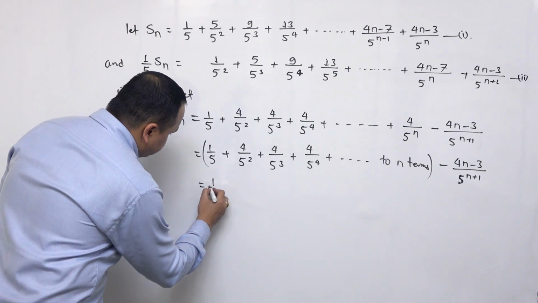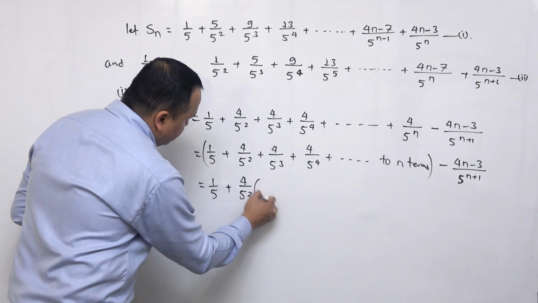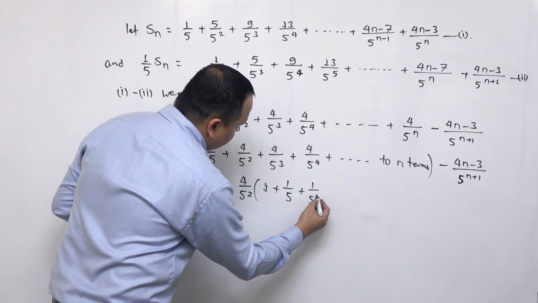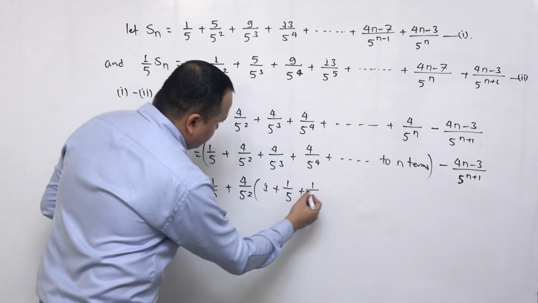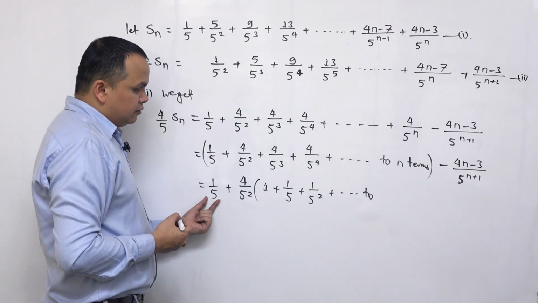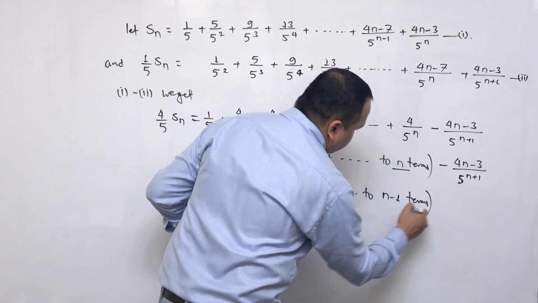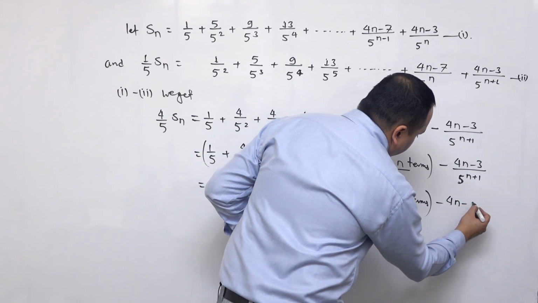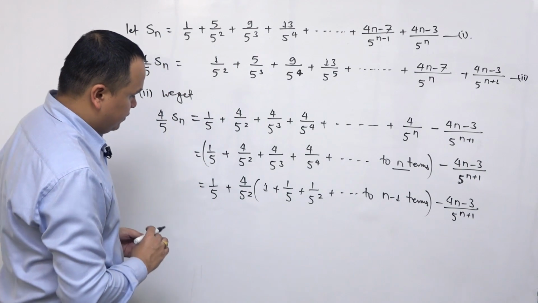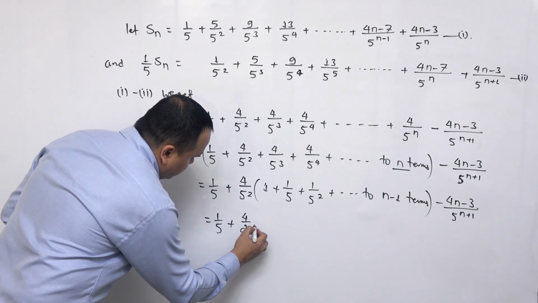So this is 1 upon 5. The 4 upon 5 square is common. 1 plus 1 upon 5, 1 upon 5 square plus 2. Here one is left out. So here n minus 1 terms, minus 4n minus 3 upon 5 to the power n plus 1, which is 1 upon 5 plus 4 upon 25.